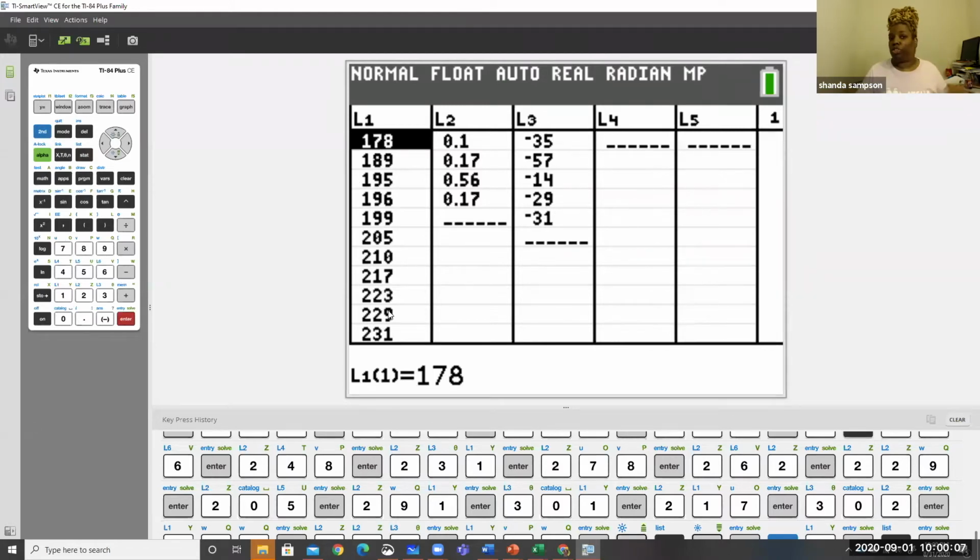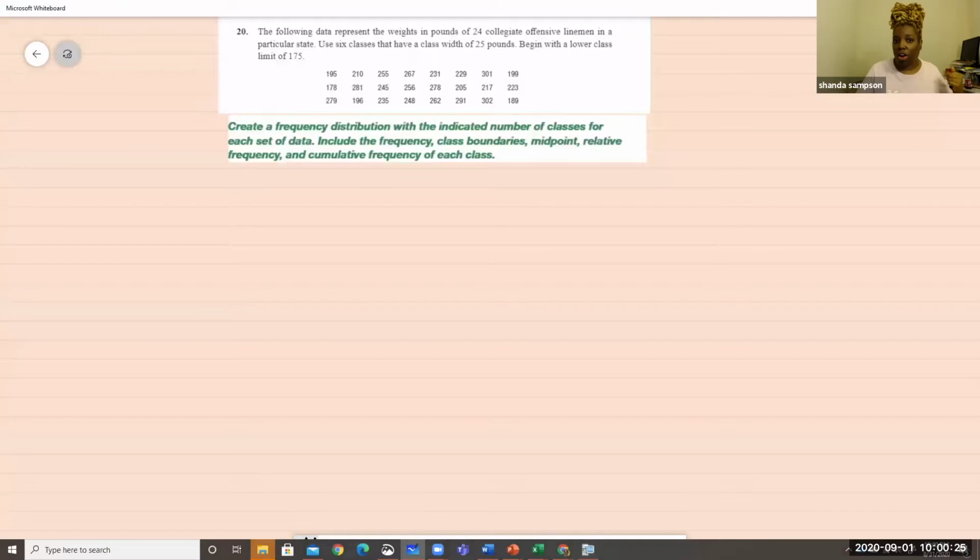These are in order. So we see our lowest number is 178. Had we not been given the lowest class, we would have said our lowest number is 178, so we're going to start at 175. So we would start at 175, which is what we're going to do here. And in the question, it started us off at 175. All right, so we're going to use 6 classes. So I'm going to start off with 175. And again, they told us to use a class width of 25.